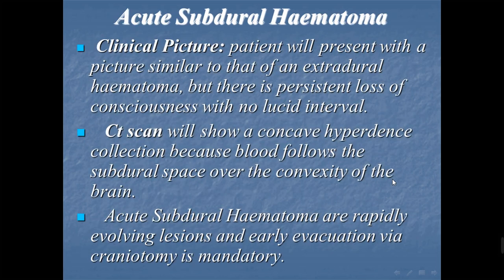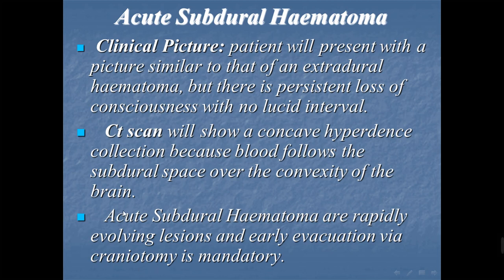Now, clinical picture: the patient will present with a picture similar to that of extradural hematoma, but there is persistent loss of consciousness. There is no lucid interval. CT scan will show a concave, hyperdense, crescent-shaped collection because blood follows the subdural space over the convexity of the brain, freely moving up and down, anterior and posterior. Hematomas are rapidly evolving lesions, and early evacuation via craniotomy is mandatory. Also, we said emergency craniotomy and not burr hole.